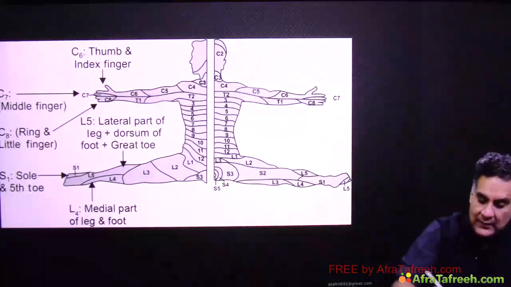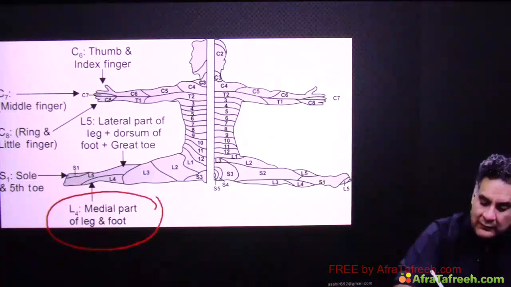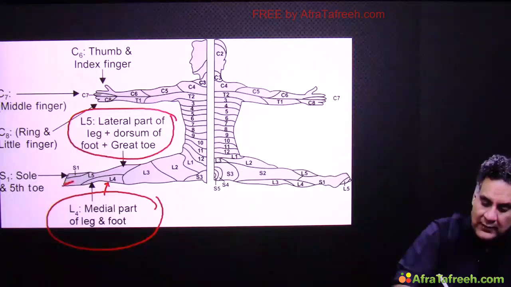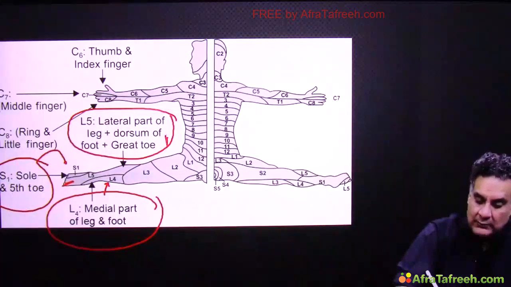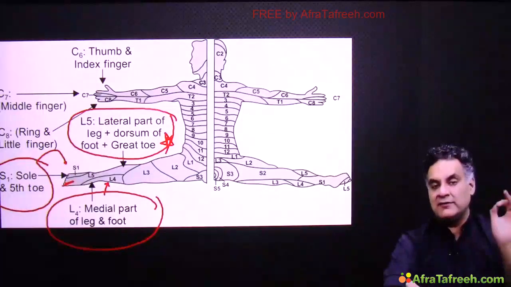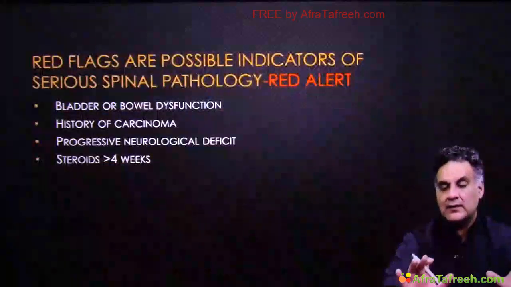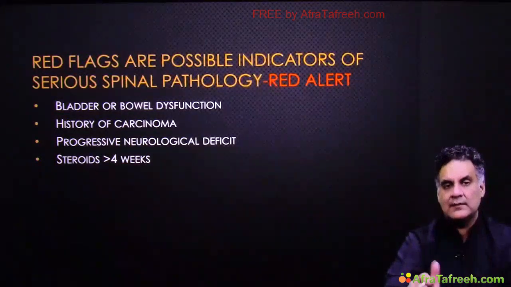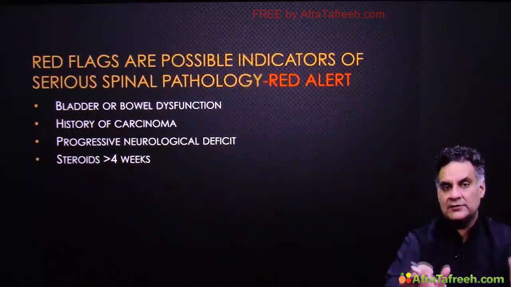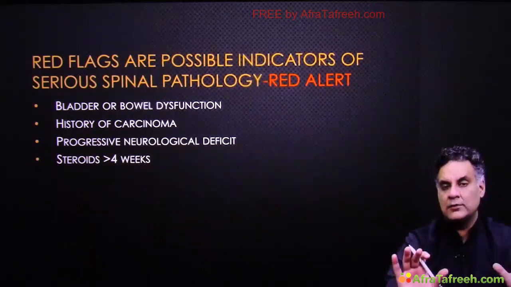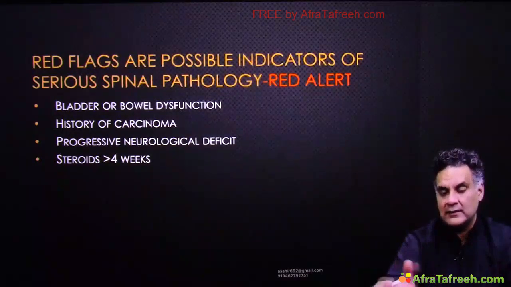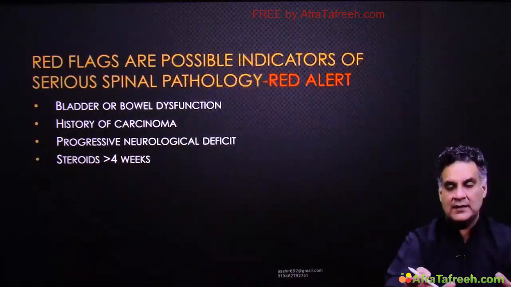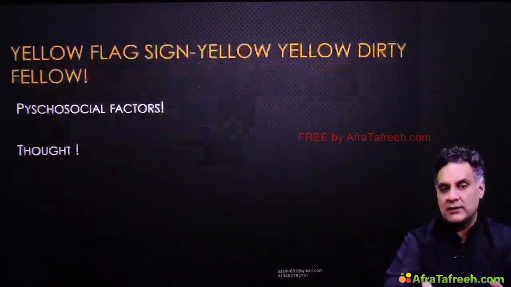So if I look at this, L4, medial part of leg and foot. L5, lateral part of leg, dorsum of foot and great toe all around. And S1, sole and the fifth toe. Which is the most important? L5, because L4-L5 is the commonest disc prolapse. If a patient has these signs, it means be aggressive. Bowel bladder involvement, history of malignancy, no improvement with rest or worsening, steroids for more than 4 weeks. These are red flag signs, intervention required.